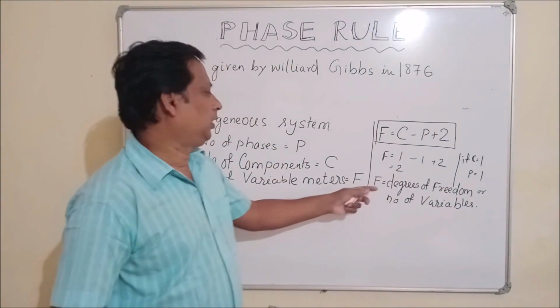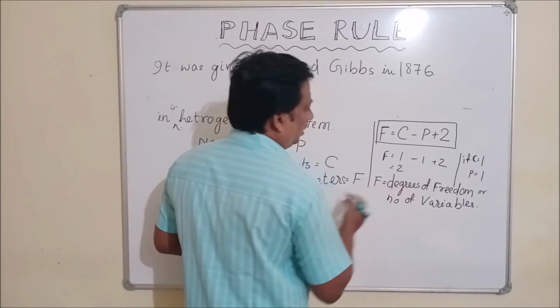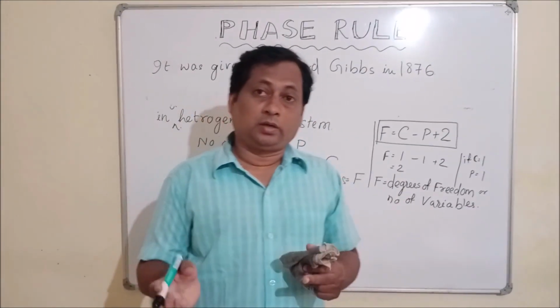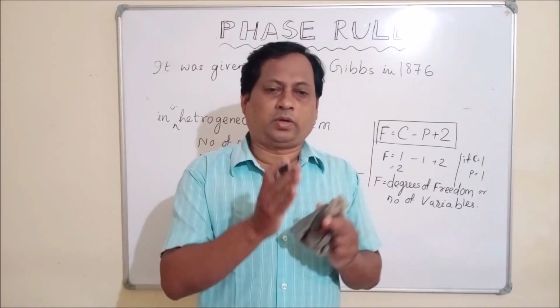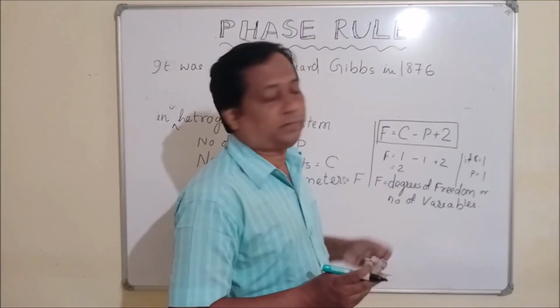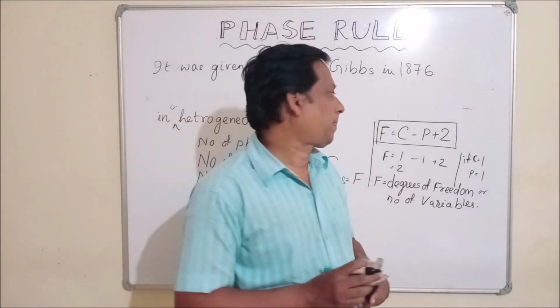Okay. So anything you can use. It is mostly used as degrees of freedom. Number of variables is less used, but the variables are taken. Okay. For degrees of freedom, the variables are taken. So that's why you should know what is F. F is degrees of freedom or number of variables. Same thing.